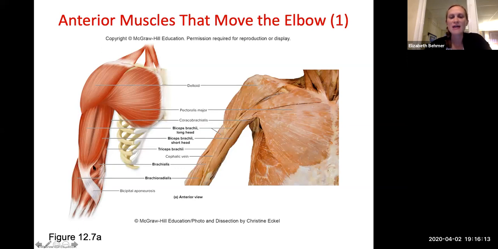The brachialis is right below your biceps, and the brachioradialis is this guy right here. The brachioradialis starts in the upper arm, and then it follows down along the lateral side of your forearm as well. So these are anterior muscles that move your elbow or flex it.